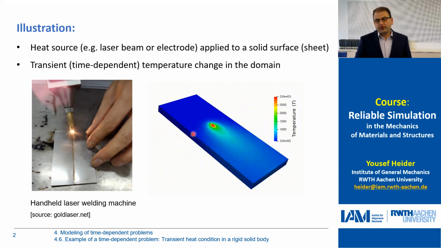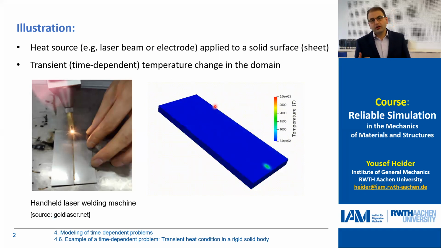And this process can also be modeled using, for instance, the finite element method. As you see in this example, this is from our simulations, where we had a heat source, which is moving. And you see that at a little distance from the heat source, we also have an increase in the temperature. And this is changing with time, and we would like to know how we describe this process.